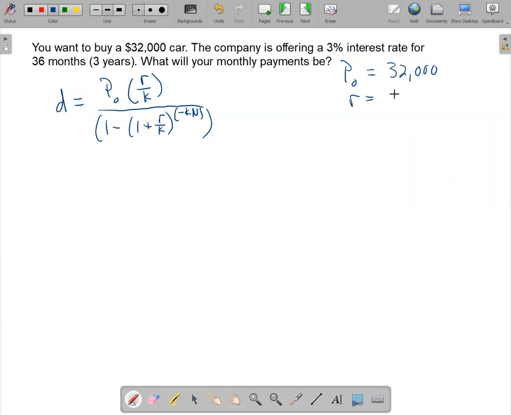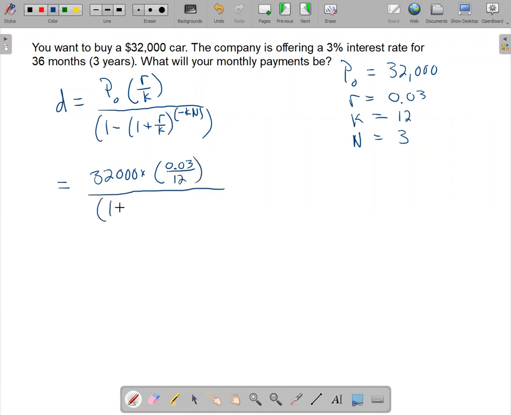I know the rate is 3/100. I know I'm making monthly payments 12 times per year, and that's going to be for 3 years. So my payment's got to come from this formula, 32,000 times 0.03 over 12 over parentheses 1 minus 1 plus 3/100 over 12 months.